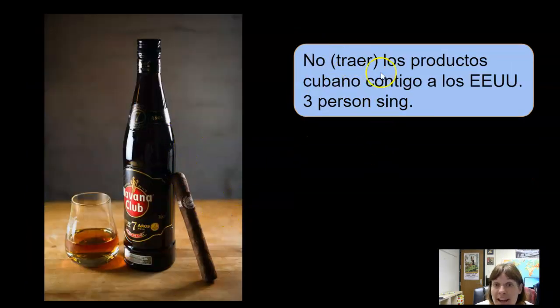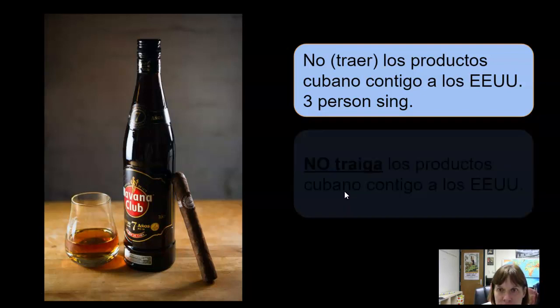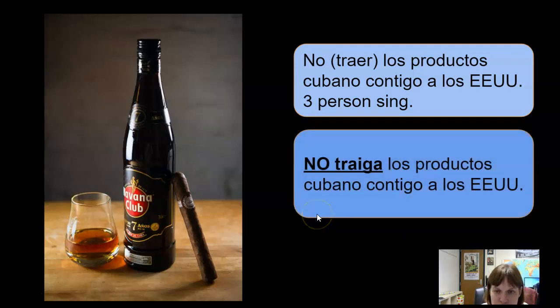Okay. So traer, we have it again. No traer los productos cubanos contigo a los Estados Unidos. EEUU stands for Estados Unidos, just kind of how like we write USA. So traer changes to traigo. No traiga los productos cubanos contigo. Do not bring Cuban products back with you to the United States. Es ilegal. And so most likely they will take them from you if you have too many. So just a good point for you to know.